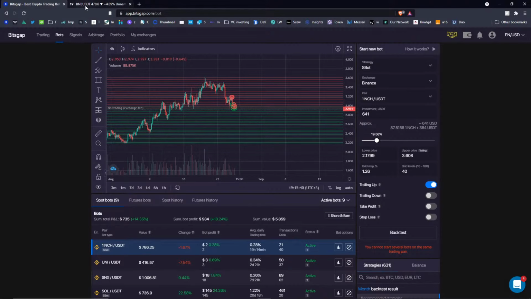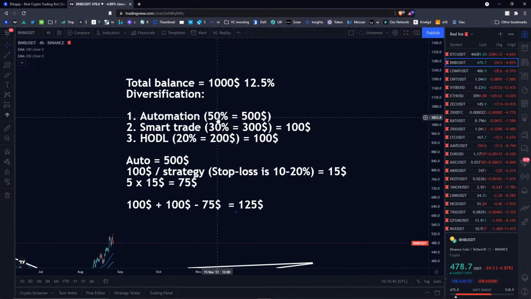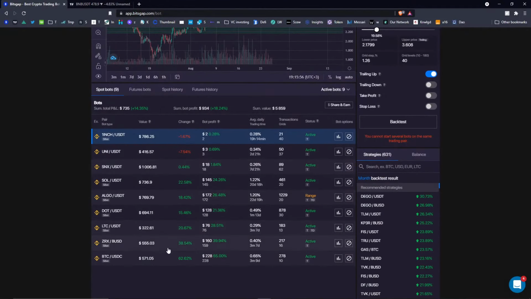So that's one part of the story, automation. In my case, that's 50% of allocation. Let's say your total balance is $1,000. So in my case, 50% goes to automation. So all the strategies you see here, it's more or less around 50% of my balance on this account.